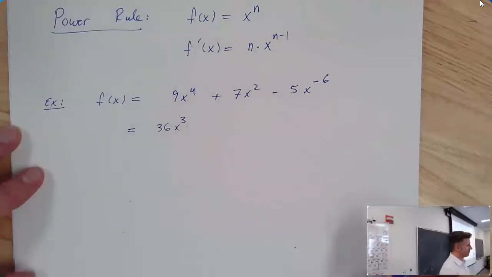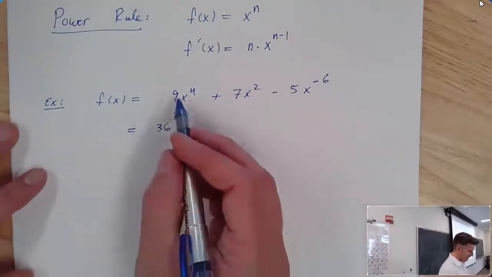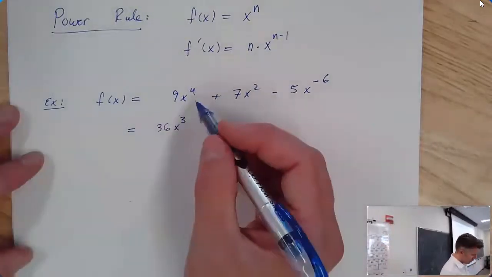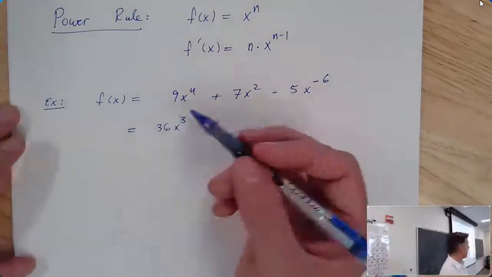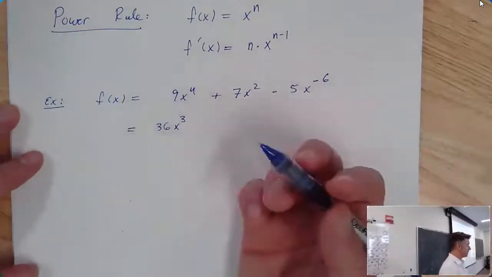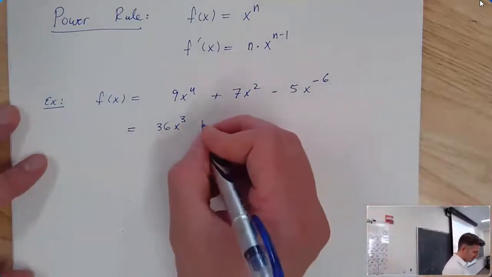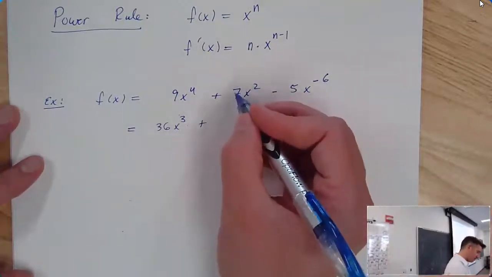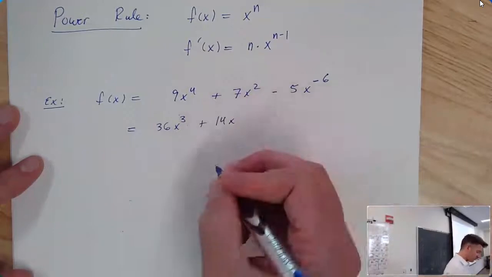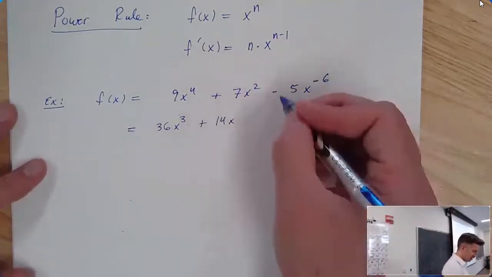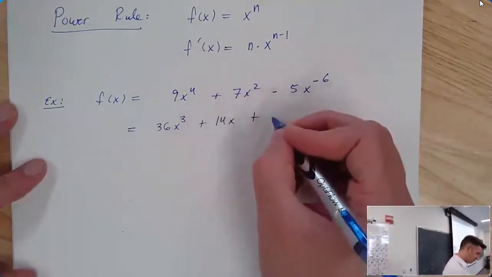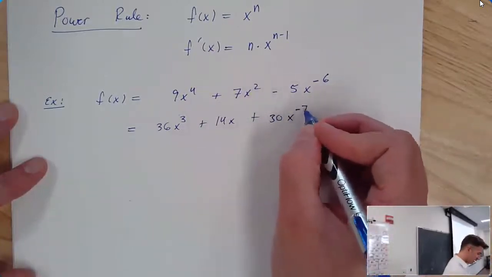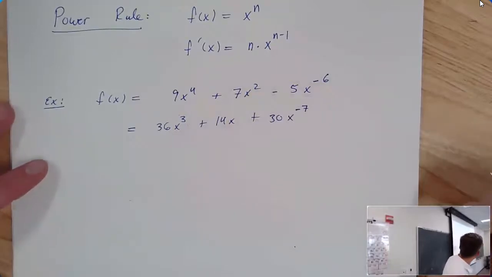Now, I did something there that we didn't even talk about, which is that constant 9 just sticks around. And so what I'm really doing is I'm bringing the 4 down. I'm getting 9 times 4, which is 36 times x to the 1 less power. And similarly here, what do you think we're going to get here? Yeah, 14x to the 1st. And then here we're going to get 30x to the -7.